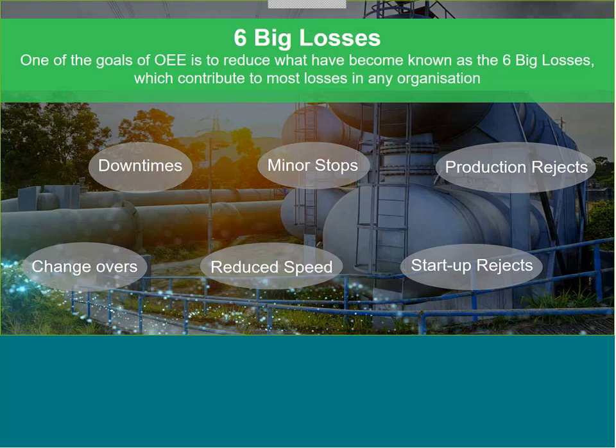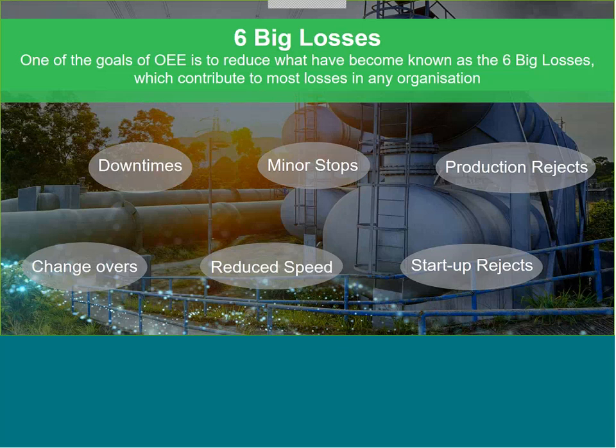So one of the goals of OEE is to reduce what have become known as the 6 big losses. These are the ones that contribute to the most losses in a manufacturing facility. From the top left there, we have downtime events. That could be equipment failures, material shortages, operators hitting the e-stop on machines. And all of these downtime reasons need to be tracked as availability losses.